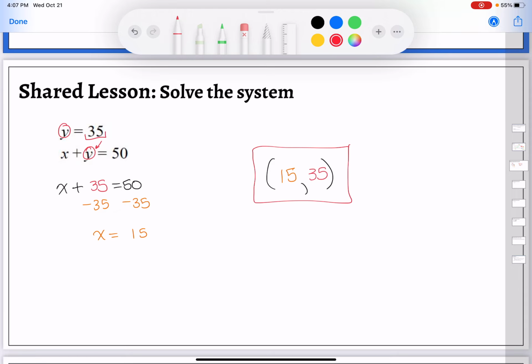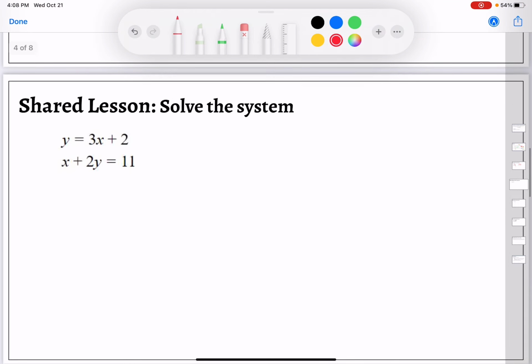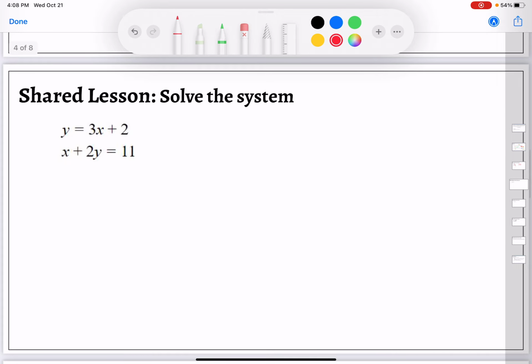Now, that was a very basic one. They don't usually give you y equals a number. We don't have a lot of horizontal lines showing up in our systems, but sometimes you do, and then it is that easy, right? But sometimes they're more complicated, but this one really introduces the idea of substitution. When we have something that says y equals or x equals, I just take whatever it equals and I plug it into the other equation for that variable. That's called substitution. All right, so let's take a look at one that's just a little bit more complicated.